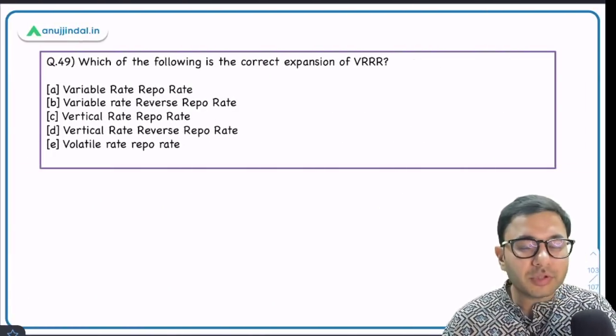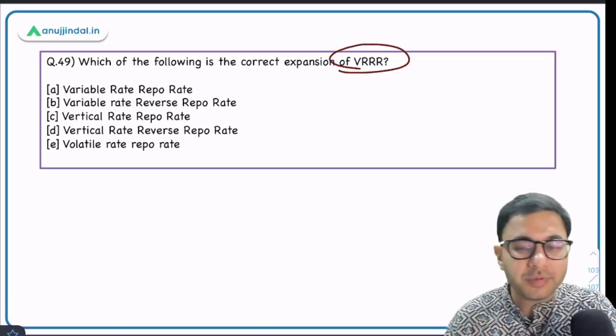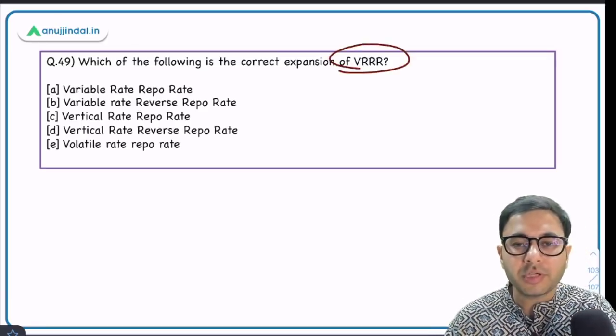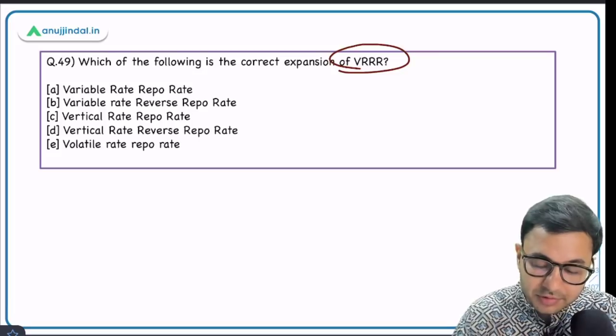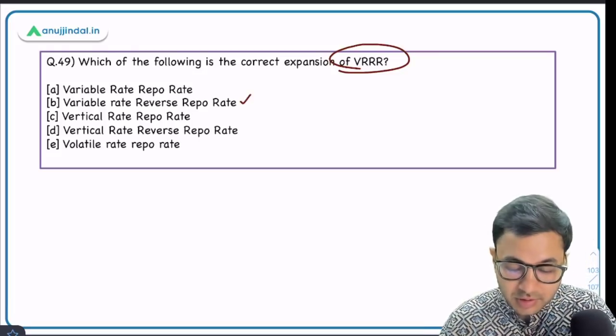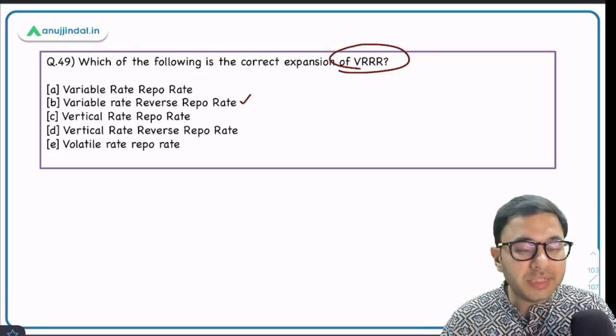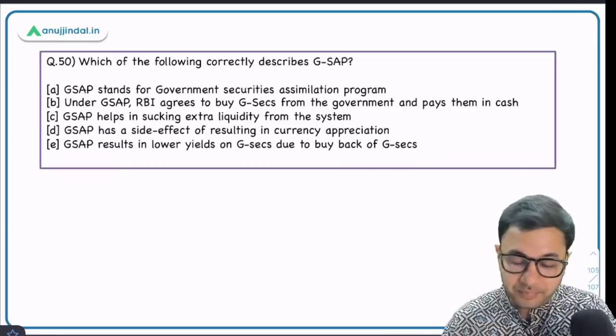Question 49. Which of the following is the correct expansion of VRRR? Very simple question. Straightforward question. ज़्यादा कोई rocket science नहीं है इसके अंदर. Variable rate reverse repo rate. VRRR. Option number B is the correct answer here.